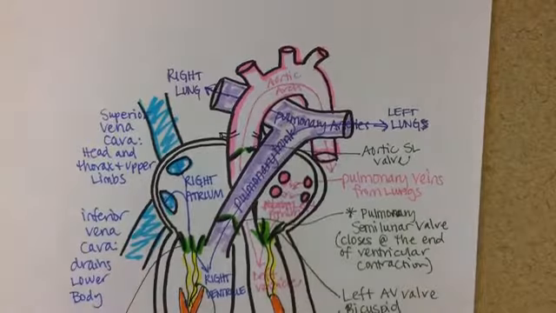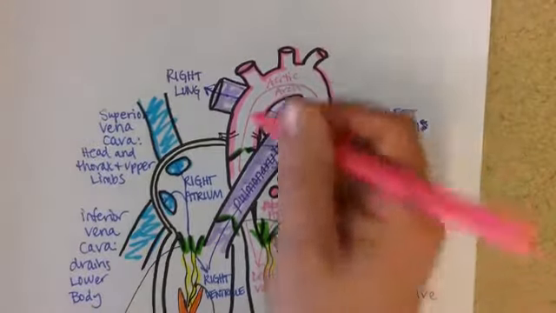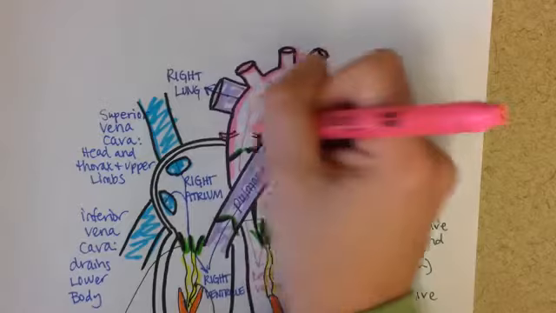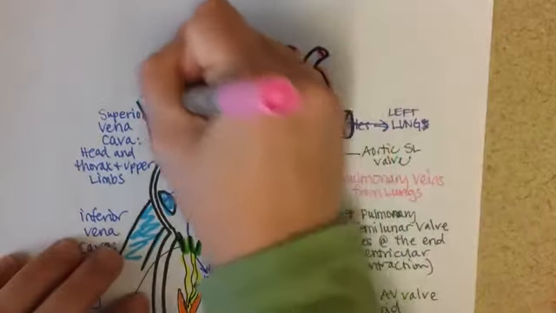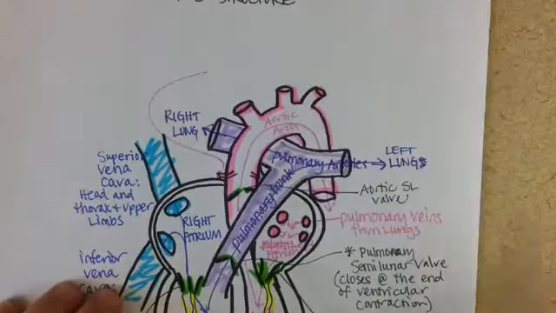You see these little guys right here? These are the coronary arteries. The right and left coronary arteries come off first.